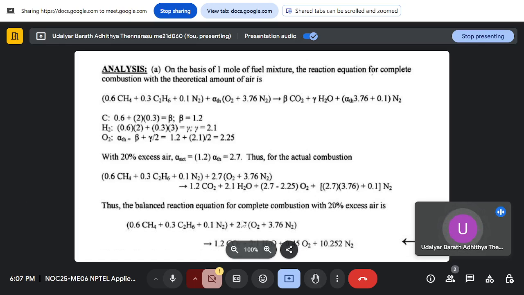We'll get 1.2 moles of CO2, 2.1 moles of water, 0.45 moles of oxygen, and 10.252 moles of nitrogen. So this is how the balanced reaction will look with 20% excess air and complete combustion.